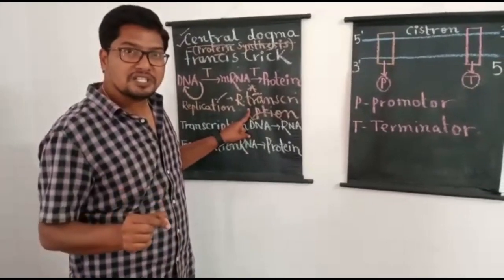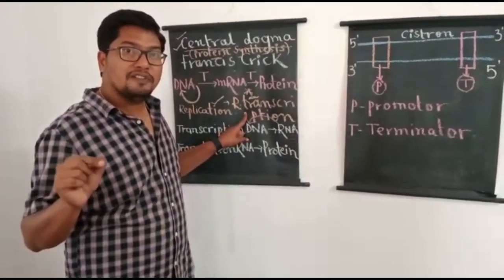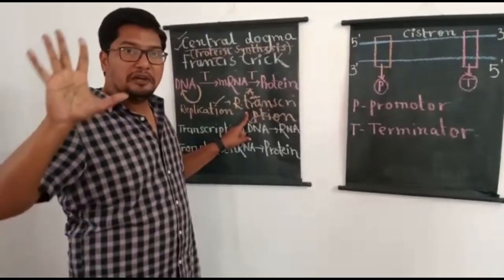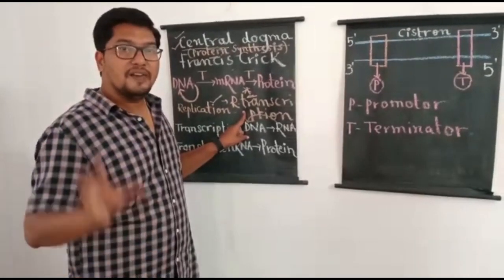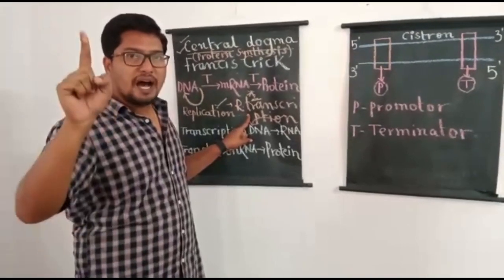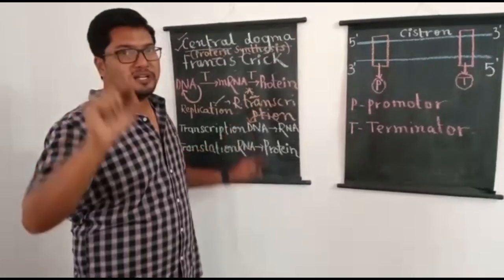So what is reverse transcription? Synthesis of double-stranded DNA from single-stranded RNA. Which enzyme makes it possible? Reverse transcriptase. That enzyme is also called RNA-dependent DNA polymerase.